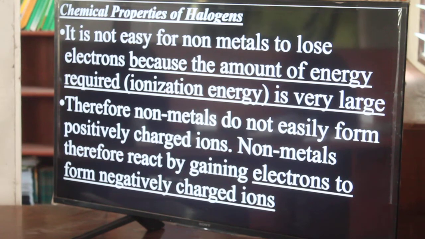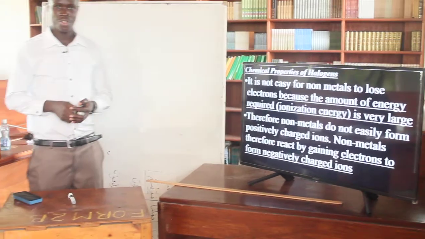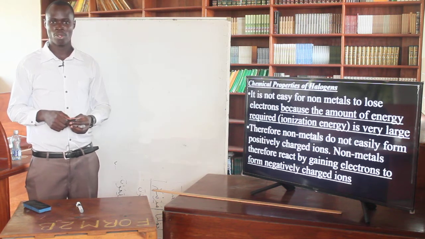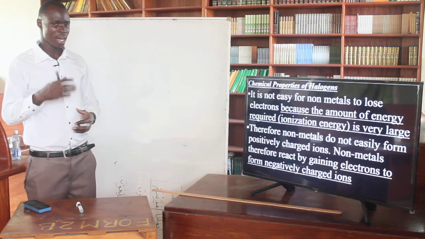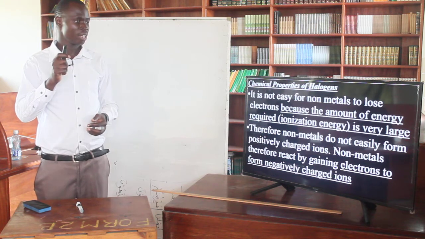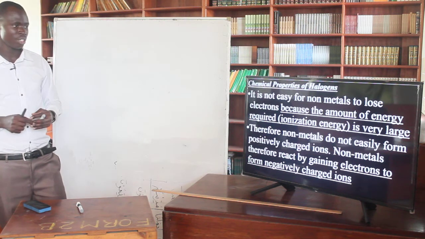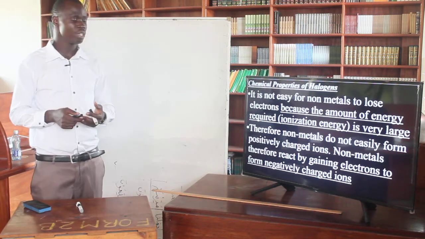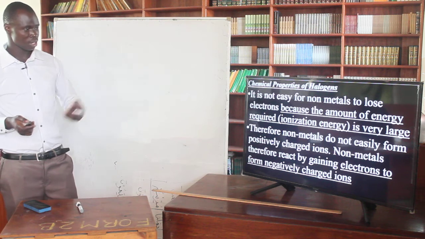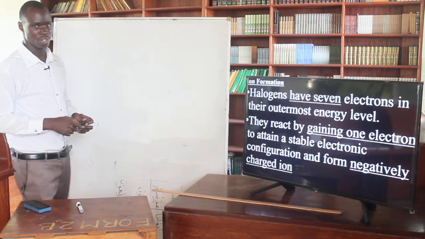Then let's talk about the chemical property. Now, one thing we know is that non-metals, and in this case we are talking about halogens, do not lose electrons. We find that in the outermost energy level, they have 7 electrons. So, for them to lose these electrons, it will require so much energy for the outermost 7 electrons to be lost in order to be stable. So, instead of losing, they are going to opt to gain an electron.